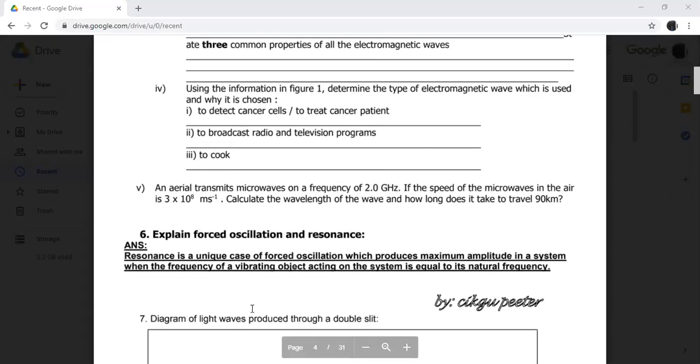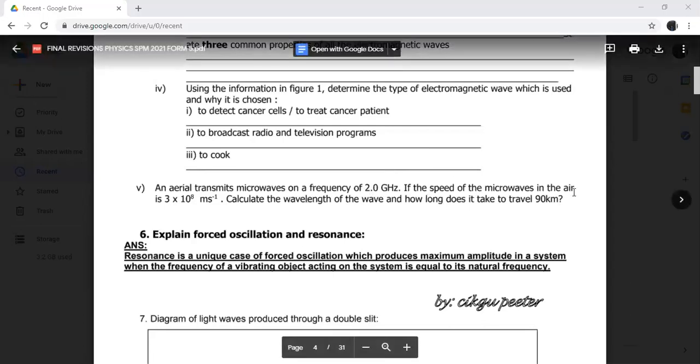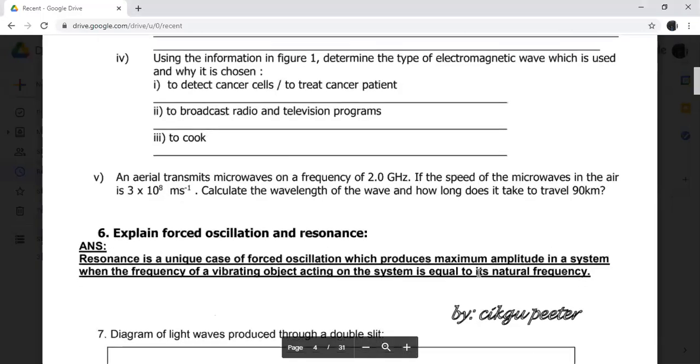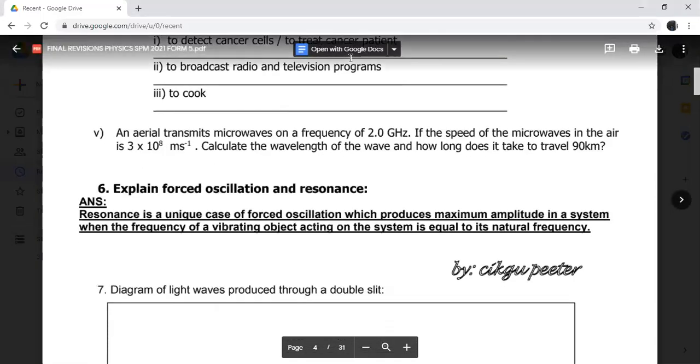Okay, look at this one. An aerial transmits microwaves on a frequency of 2 gigahertz. If the speed of the microwave in the air is given, calculate the wavelength of the wave and how long it takes to travel 90 kilometers. Okay, let's try, all of us. Let's try.